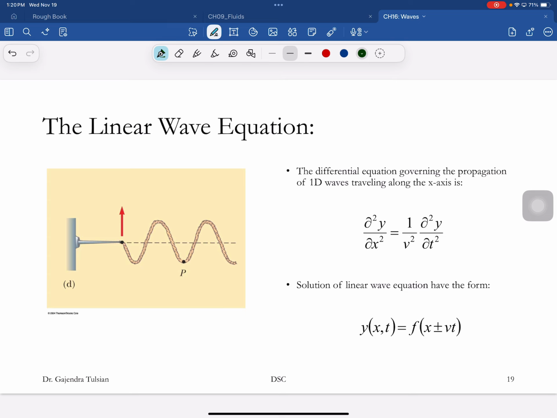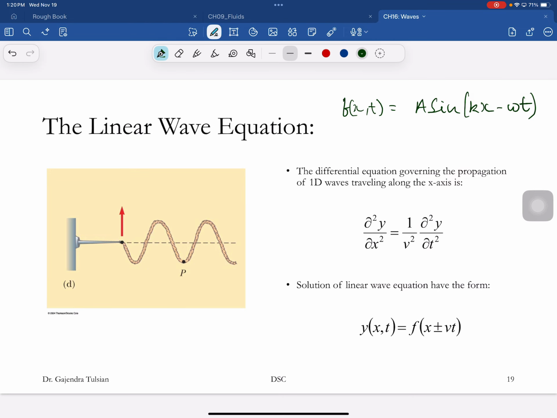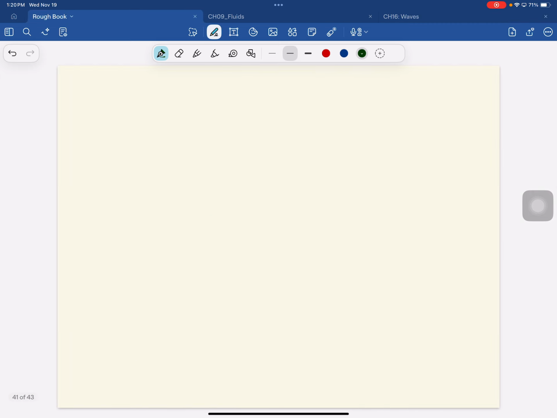And so this is a wave equation. What is this guy? It's a sine wave traveling to the right. It's a wave, so it should satisfy this differential equation. It should be a solution of that differential equation. Let's check and see. Maybe I'm lying to you.